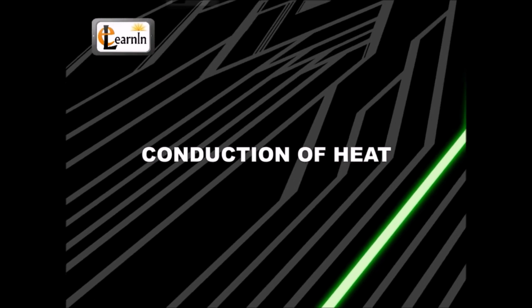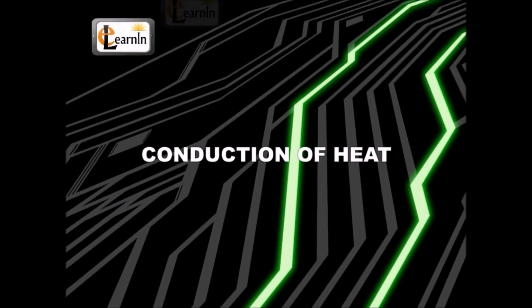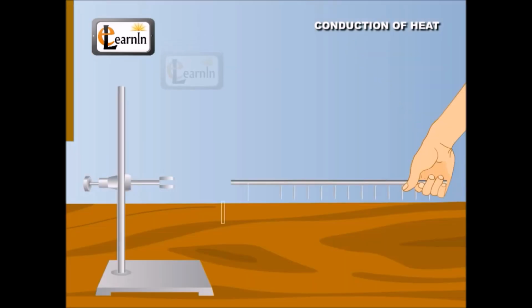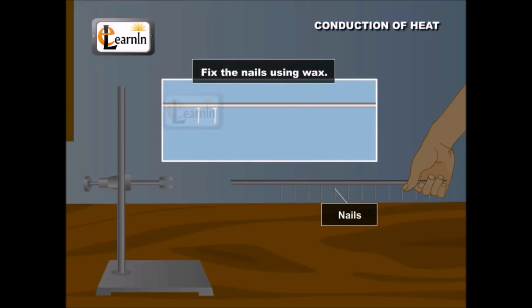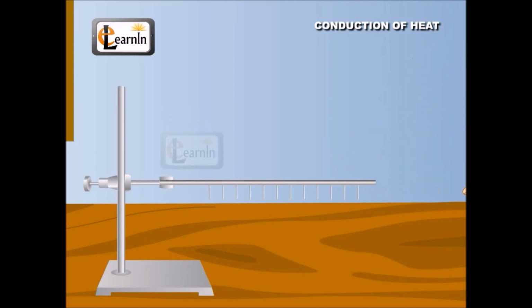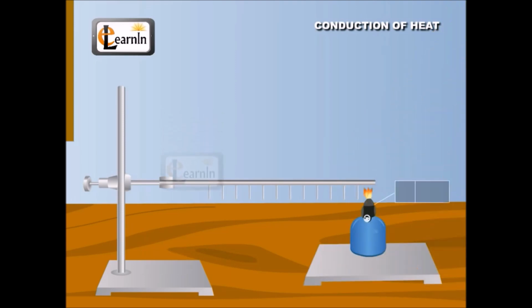Conduction of heat. This video talks about the conduction of heat. Let's perform an activity to understand the conduction of heat. Take a straight and flat rod of aluminum or iron and fix some nails to it using wax. Fix the rod to a stand. Now, heat the other end of the rod with a spirit lamp.